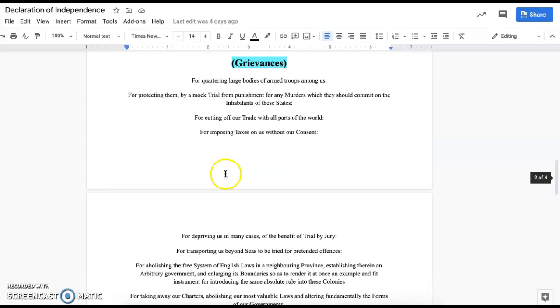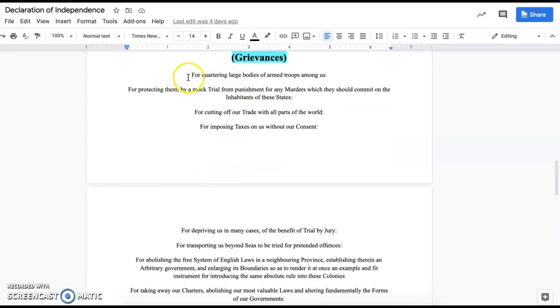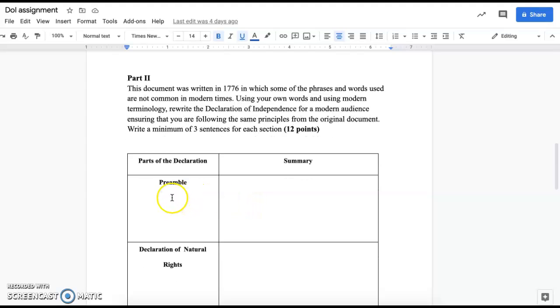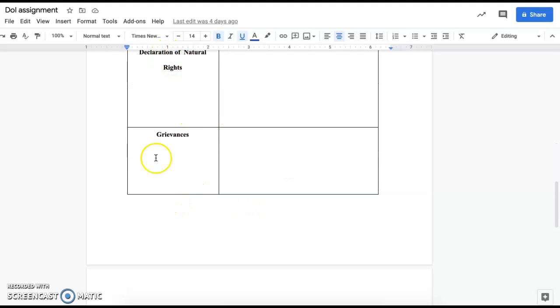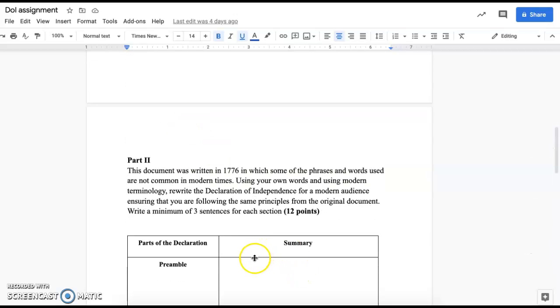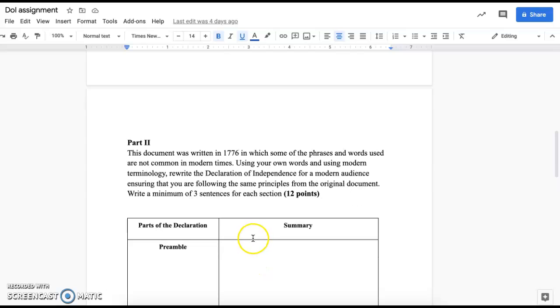Or maybe you would change the verbiage for grievances. So for quartering large bodies of armed troops among us, you can write, for the list of grievances, housing troops in our homes, something like that. So you would write that in each part. So we have the preamble, Declaration of Natural Rights, grievances, and Resolution of Independence. So you would just basically write out 3 sentences in each section and make it into your own form of wording. Okay? All right, guys. Good luck.